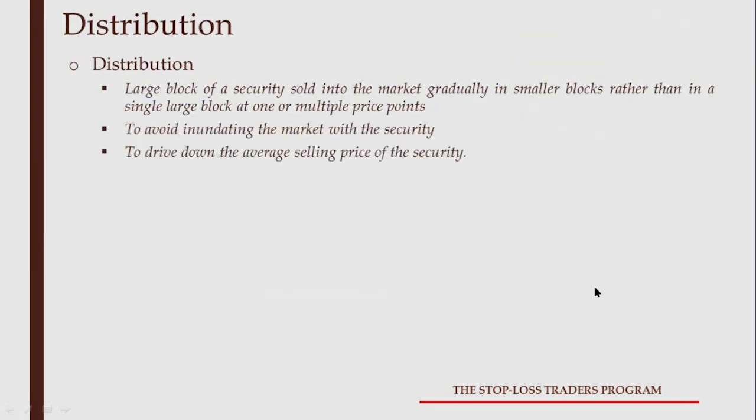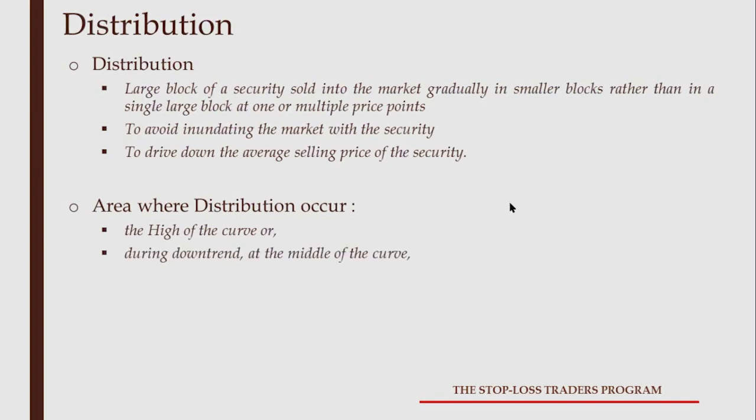Why does accumulation happen at the low of the curve and also, in an uptrend, in the middle of the curve? Somebody asked me what is a curve. This, friends, is the entire curve. This is nothing but the market cycle or the life cycle of the script.